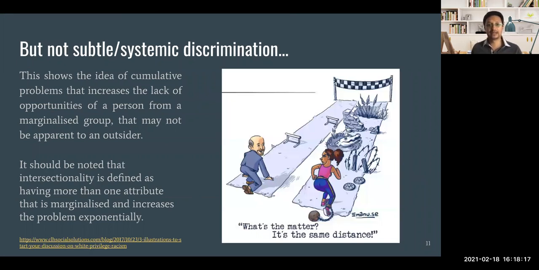systemic discrimination, it actually accumulates this lack of opportunities. And I love this illustration because it's showing us, well, actually, I'm going to measure you on how fast you finish the race, when you're not taking into account the degree of difficulty. And it should be noted here that when you talk about intersectionality, which I define as having more than one attribute that is marginalized, it increases the degree of difficulty it takes to run this race. So again, if you're coming from a neutral point of view, you're just going to measure the time it takes, not the actual degree of difficulty.